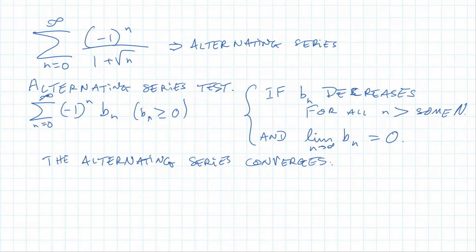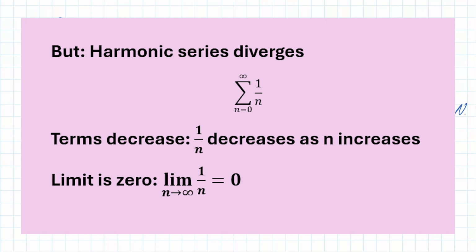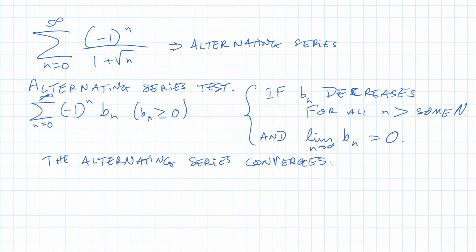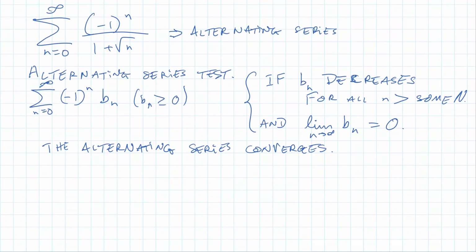For a non-alternating series, this is not enough, because we've seen, for example, the harmonic series has decreasing terms and limit of the terms equal to 0, but it diverges. The reason why the alternating series converges with just these two conditions is because the minus and the plus cancel each other. The fact that they cancel each other helps a lot. So what happens in this case?